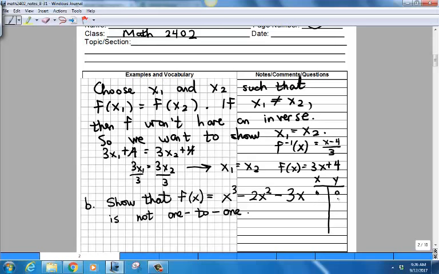So what's an x value that gives you an output of 0? What's that called? An x value that gives you a y value of 0. That's got a name. X-intercept, right. So if I can find another x-intercept, that's where the graph is going to cross the x-axis. So if I can find another x-intercept, I'll know that this doesn't have an inverse, okay?